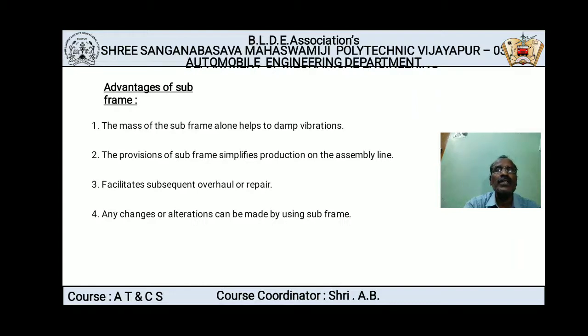The mass of the subframe alone helps to damp the vibrations. Whenever we fit the subframe to the main frame, it helps in damping the vibrations coming on to the main frame. Second one, the provision of subframe simplifies production and the assembly line. Now, for overhauling also it will help. The last one, you can make alterations in the main frame by using the subframe.